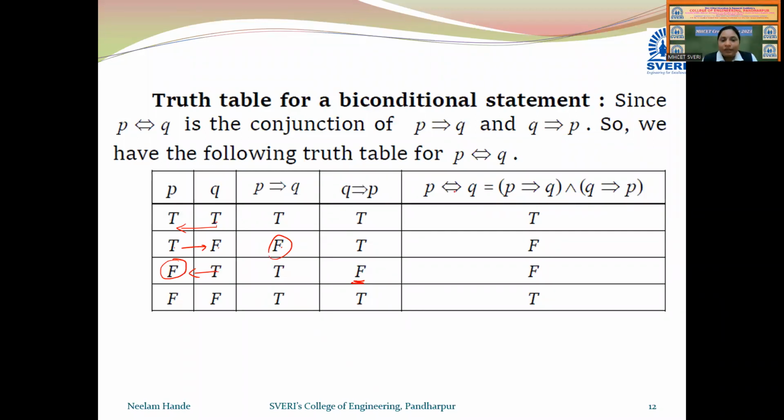So P double implication is P implies Q and Q implies P. To these two tables we have to apply and, the conjunction. True, true is true. FT, TF, both are false. And here it is again TT. Is it the implication table? Can you check the implication table?